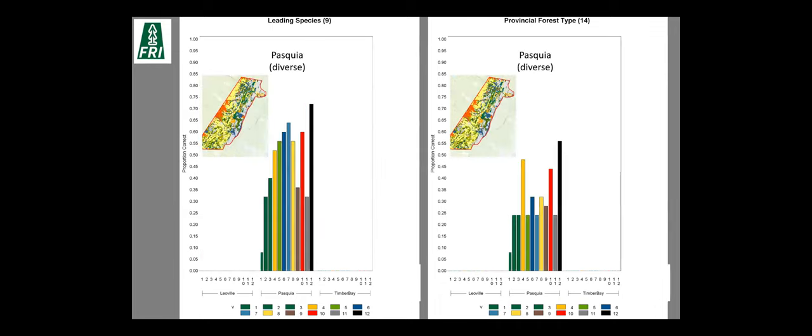When we move to the more diverse land base at the Pasqua, the remote sensing solutions diverge a bit. On the left, you can see a bit of a stratification. Some are better than others at the provincial forest type or at the leading species level. But again, as you move to the right and you get to the provincial forest type, there's really only one solution that is on par with photo interpretation.